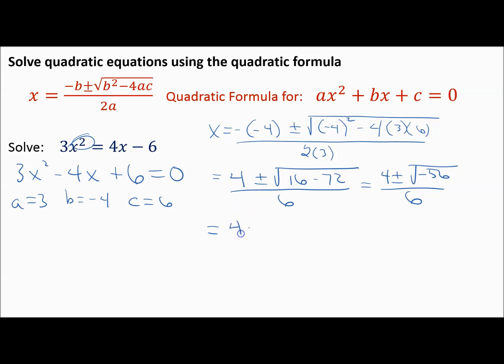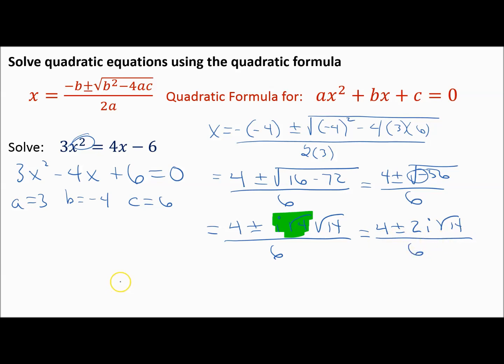So I have 4 plus or minus, again, the negative underneath is i. 56 I'm going to rewrite as the square root of 4 times the square root of 14 over 6, which means this part, I'll highlight it for you, i square root of 4, I can rewrite that as 4 plus or minus 2i, because the square root of 4 is 2, and the i I just put behind it, square root of 14 over 6, which gives me x is equal to, now I can split these up into two separate fractions, 4/6 plus or minus 2i square root of 14 over 6.